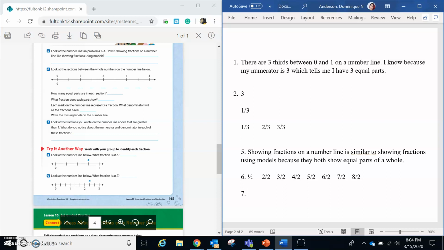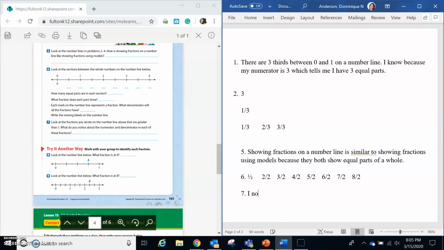that are greater than 1. What do you notice about the numerator and the denominator in each of these fractions? So what do you notice? Since we got past 1 whole, what do you notice about the numerator? The numerator is larger than the denominator, and usually we don't see that, or we haven't seen that yet.